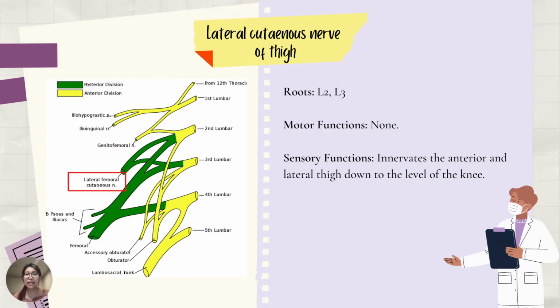This nerve is the lateral cutaneous nerve of the thigh. It has a purely sensory function. It enters the thigh at the lateral aspect of the inguinal ligament, where it provides a cutaneous innervation to the skin there. The root is L2 and L3. As already said, it has no motor function. However, for the sensory function, it innervates the anterior and lateral thigh down to the level of the knee.